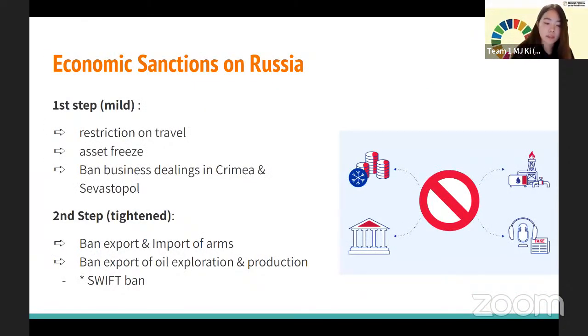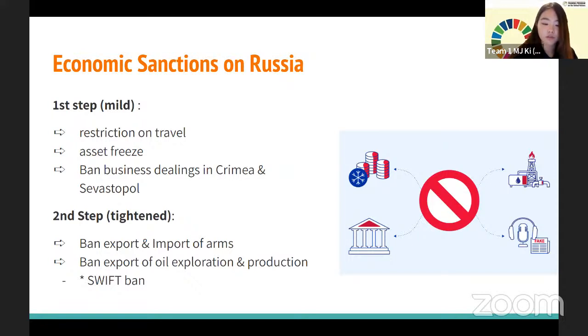So, talking about the economic sanctions on Russia, the initial round of sanctions was extremely mild. The sanctions included restrictions on travel, and the prescribing of business dealings with certain individuals and enterprises, including entities based in Crimea and Sevastopol, which are areas in Russia.